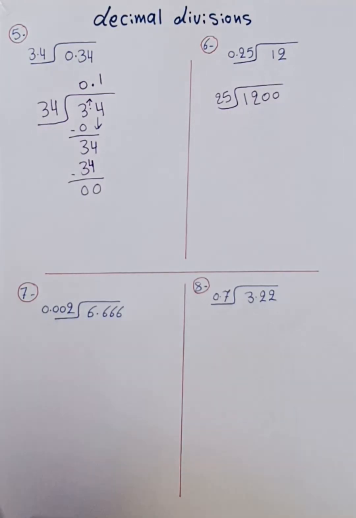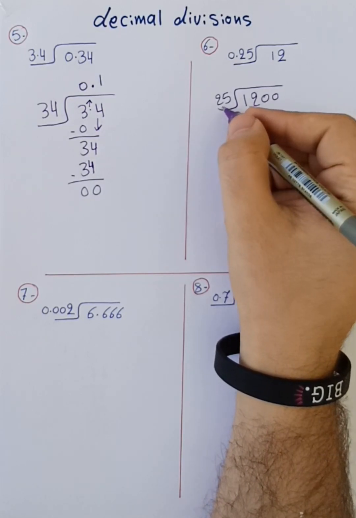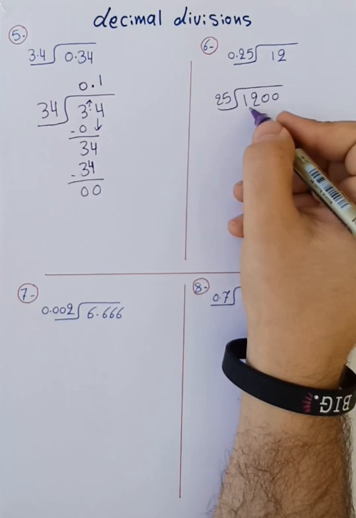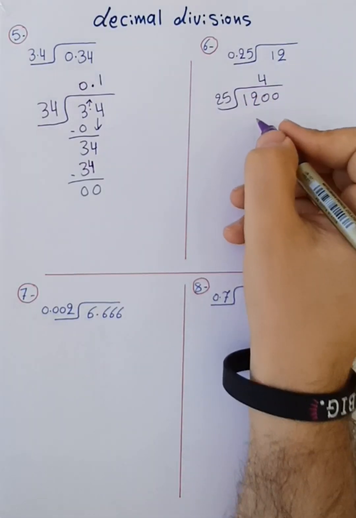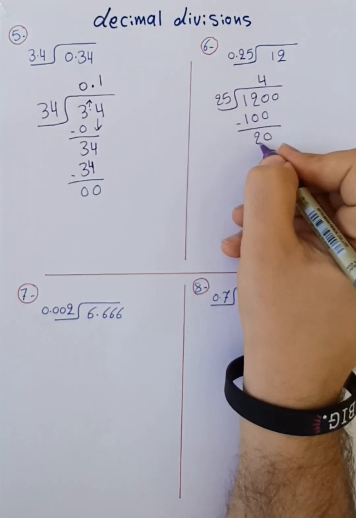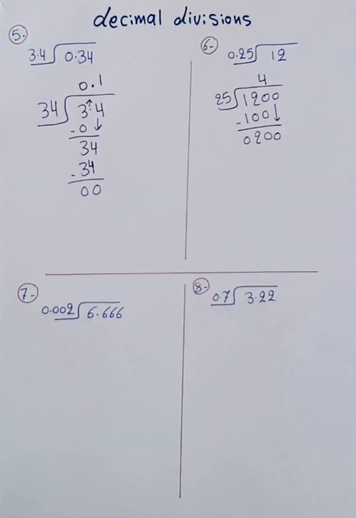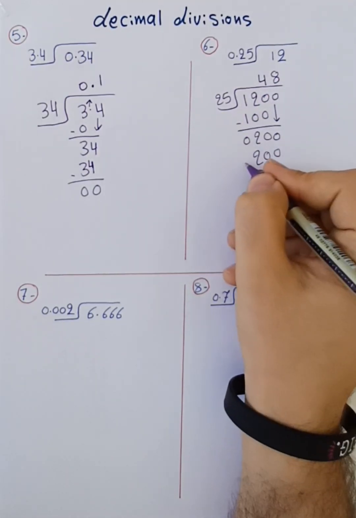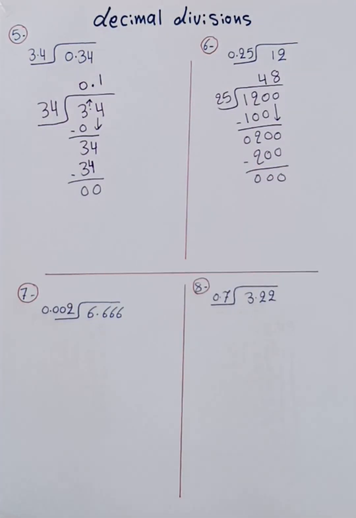Now we can divide 1 divided by 25. You have to take these two numbers together. 12 divided by 25, again we can't. We have to take these three numbers together. 120 divided by 25 is 4. 4 times 25 equal to 100. 0 minus 0, 2 minus 0 is 2, 1 minus 1 is 0, and then we have to bring down 2. 200 divided by 25 is 8. 8 times 25 equal to 200. 0 minus 0, 2 minus 2 is 0. So the quotient is 48.